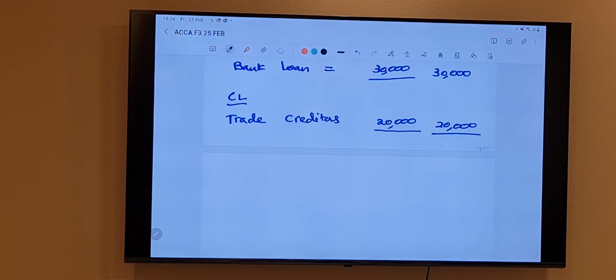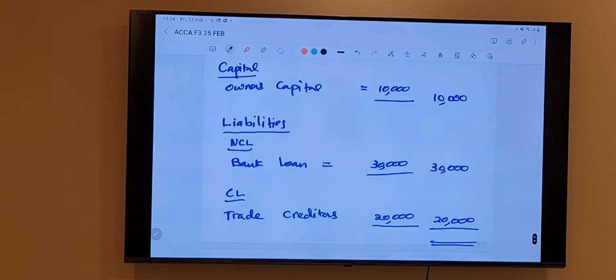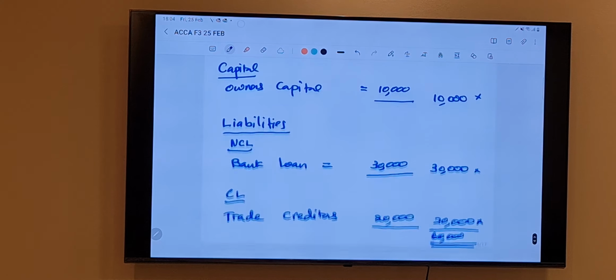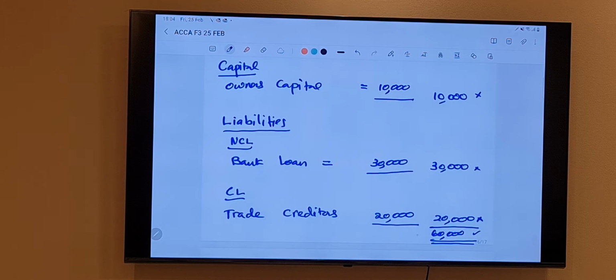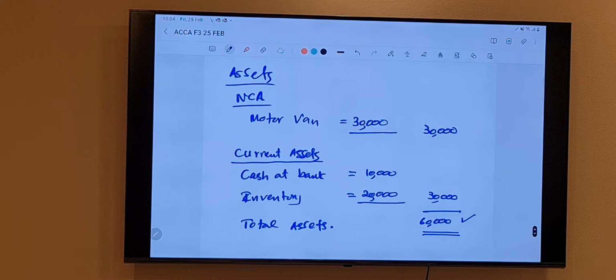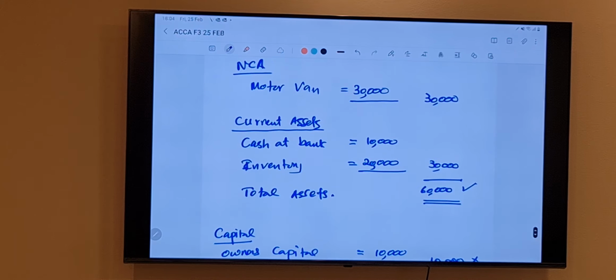Now we take the grand total of this number and this number. How much will we get? 60. And this 60 should be equal to total assets. You name this total capital and liabilities. Is that clear? This picture is clear for everybody? Mr. Baha? Yes. You okay? Mr. Nasik? Yeah. Okay. Right, now let's continue.